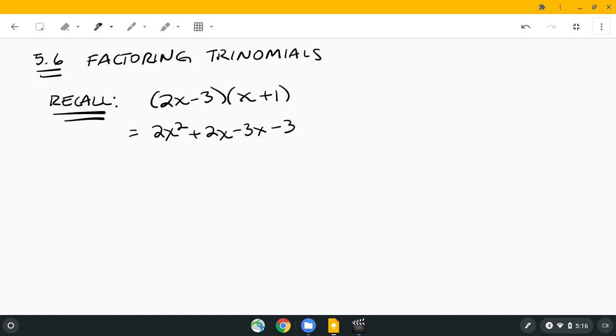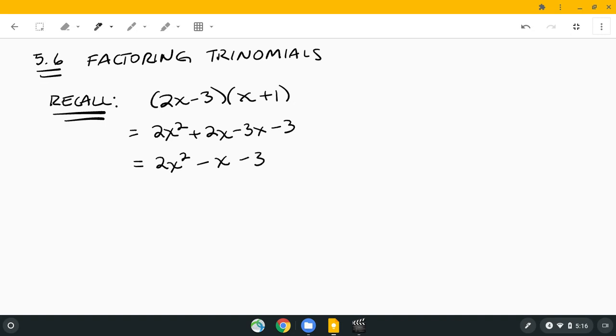Okay. And then we're going to go ahead and combine the like terms that are here in the middle, the positive 2x and the -3x. Okay. So bring down the 2x squared. Positive 2 and -3x is -1x. And bring down the -3. Okay, so what we're going to be doing here in this section in factoring trinomials is this is a trinomial, so we're going to be starting off with the trinomial, and what we're going to be doing is trying to figure out the 2 binomials that we multiplied to get this trinomial.